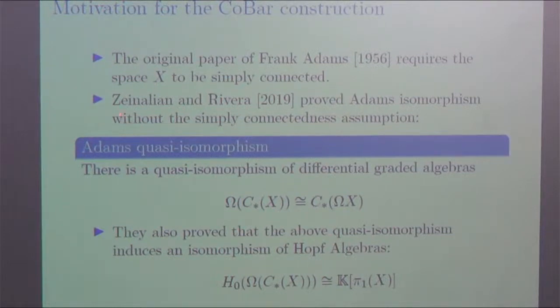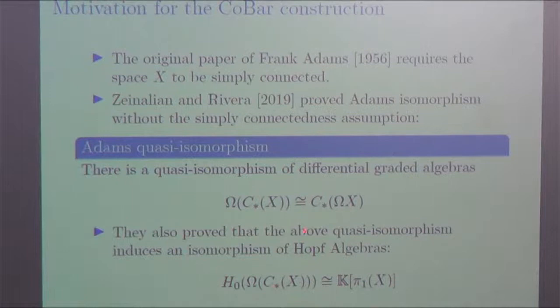But what Zeinalian and Rivera did in 2019 is they proved the Adams isomorphism without the simply connected condition. To do that, they used the rectification functor from Jacob Lurie, and they used Quillen adjunction. Okay, they used model categories, Quillen's theory of model categories. And now they remove the condition of X being simply connected, so this is now alive.